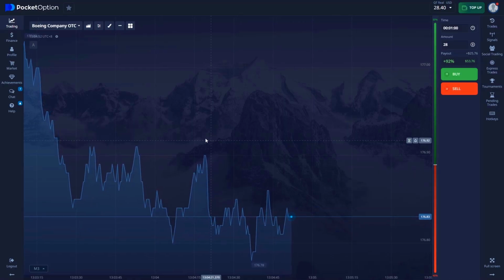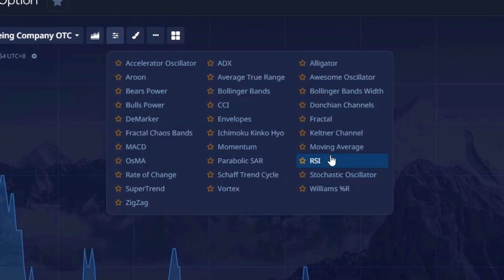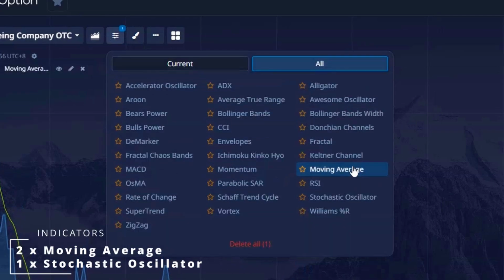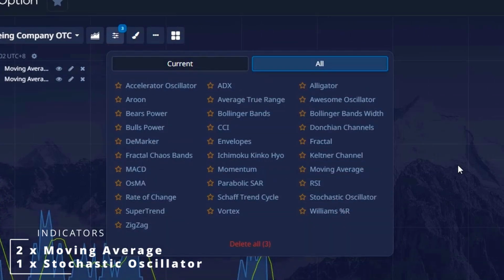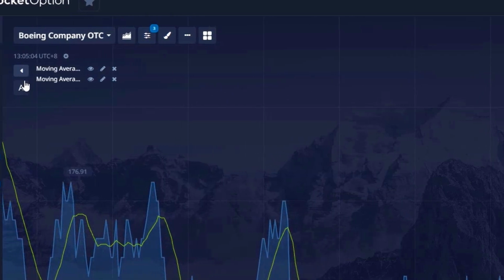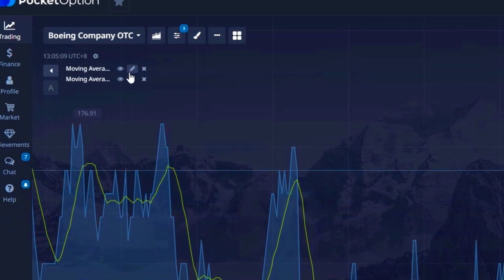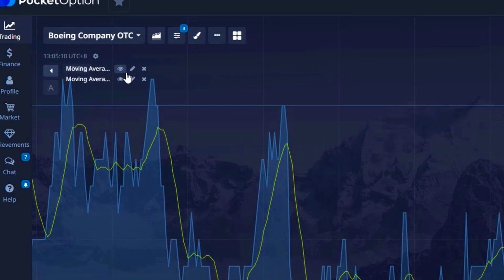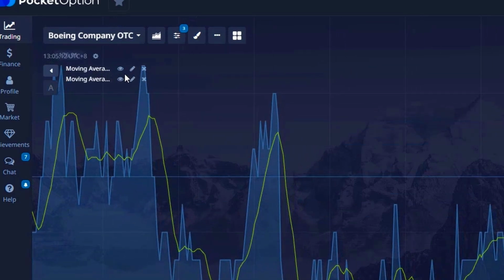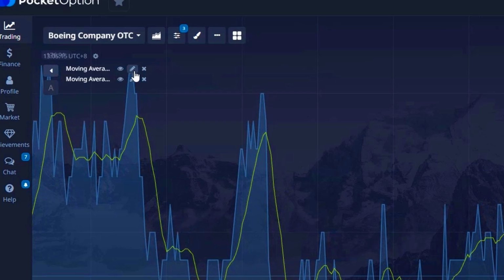Okay guys, for this strategy, we're going to need just 3 indicators. 2 moving averages and 1 stochastic oscillator. After adding our indicators, we are going to need to edit our moving averages. So let's do that now. Let's edit our first moving average. Click on edit.